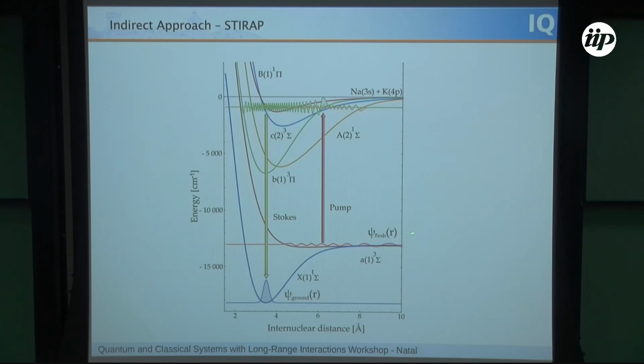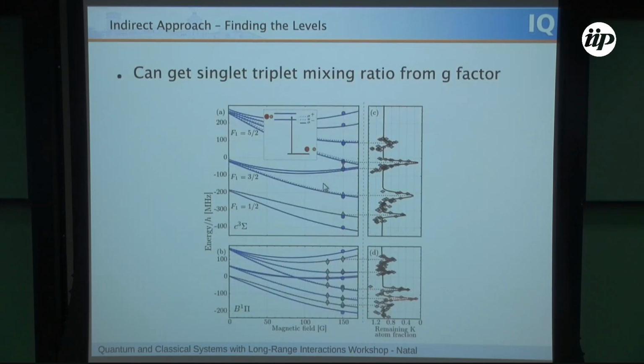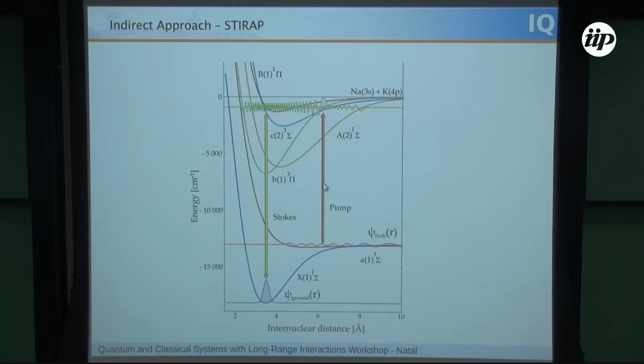But let's just naively say we could excite this state and then de-excite down into the ground state, and everything would be fancy and perfect. In order to do that, of course, we first need to figure out where this excited state is. So we need to know two things. We need to know what this pump frequency needs to be, and we need to know what this Stokes line needs to be. And in order to do that, we need to perform some kind of spectroscopy.